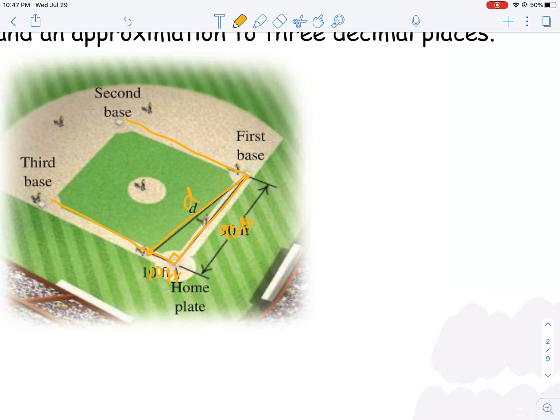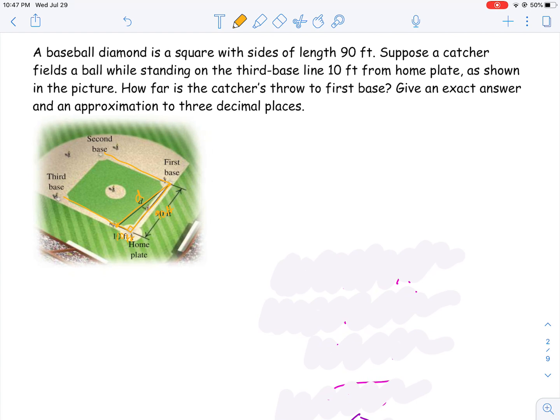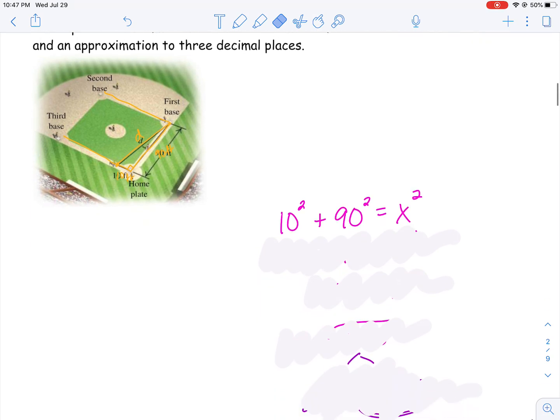You notice that we have a right triangle. Because we have that right triangle, and we know 2 of the sides, we should always be able to find that third side by using the Pythagorean theorem. So in this case, a squared plus b squared equals d squared. That's what they called it in the picture. Our a is 10, so 10 squared. Our b is 90, so 90 squared equals x squared, or you can say d squared like the picture did. We should be able to use this now to solve for x and figure out the distance from that catcher to first base.